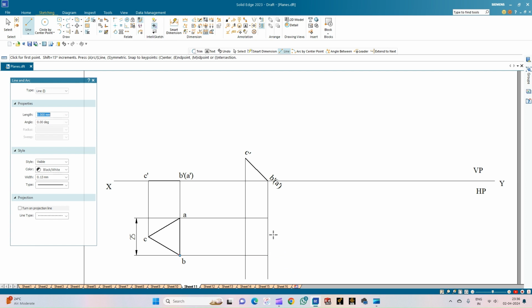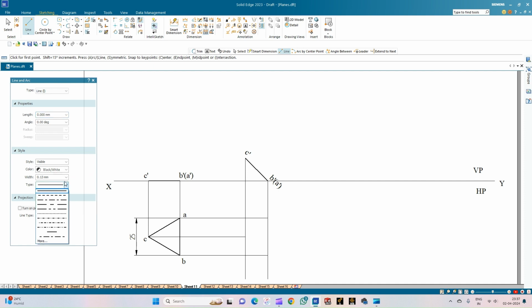So projectors from A and B shall intersect the projectors from B dash and A dash, and also the projector from C shall intersect the projector from C dash. Okay. So now we will just complete the top view of the triangular lamina in this position.